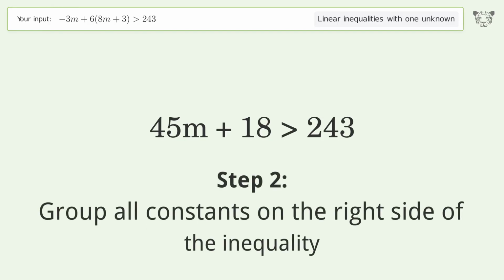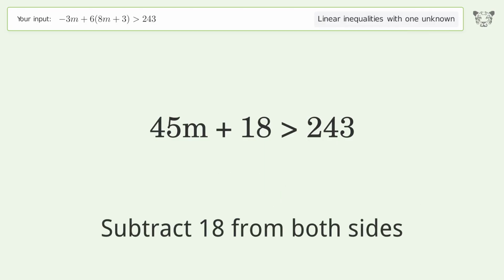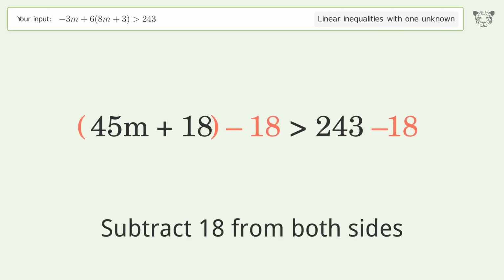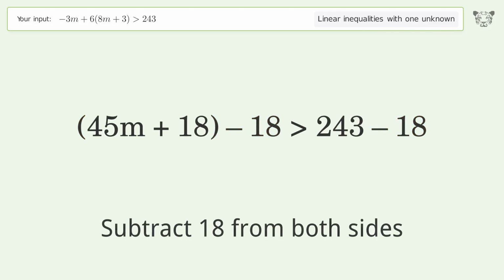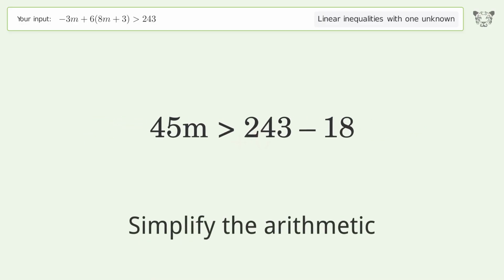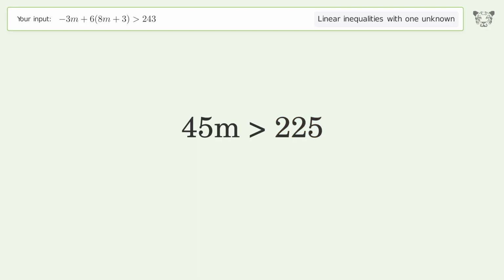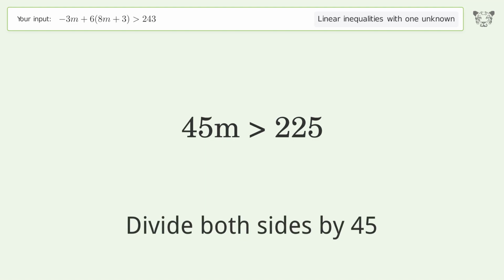Group all constants on the right side of the inequality. Subtract 18 from both sides. Simplify the arithmetic. Isolate the m. Divide both sides by 45.